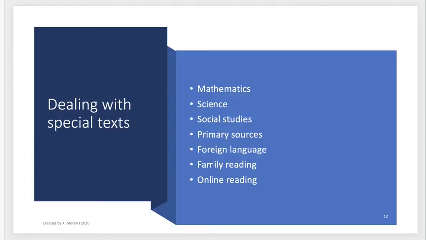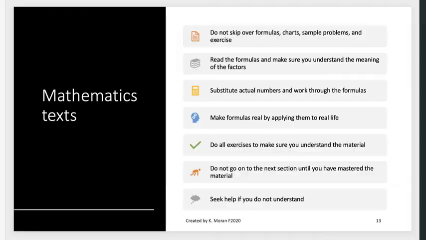Now we're going to be moving on to dealing with special texts. And these are mathematics texts, science texts, social studies, so things like psychology, history, geography. We're going to talk about reading primary sources and foreign language textbooks. We're also going to talk briefly about family reading and how to manage your time with your family. And finally, we're going to be talking about online reading.